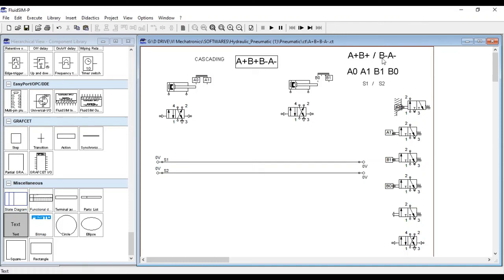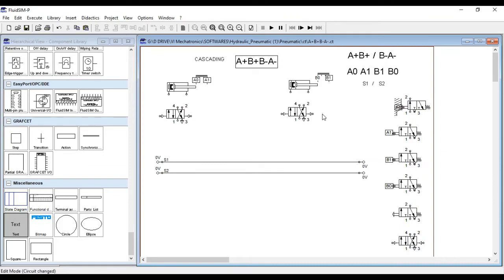If B plus and B minus are simultaneously on, then also there is no issue because these supplies are changing. So if S1 is on, then S2 should be off. That's how we are going to make sure that both actuations are not on at the same time. So now again, what are the components required?